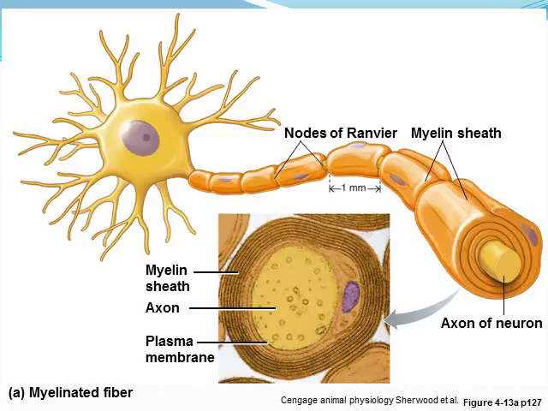So when we're looking at the regions where we have myelin, we don't have gated channels there. We don't have channels there. It's just myelin keeping the signal inside the cell. And then where we have the nodes, that's where the channels are concentrated.